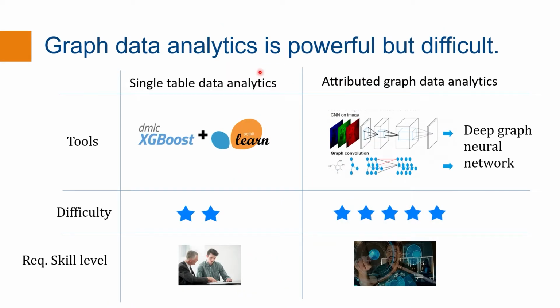On the other hand, graph data analytics is also difficult to do. On the left-hand side, I have single table data analytics. Here I have standard tools such as scikit-learn. As a result, the difficulty of doing so is pretty low, and you can give this task to a student intern. For graph data analytics, the standard way is to build a graph neural network. As a result, the difficulty of doing so is very high, and you need a senior AI fellow to perform this task.